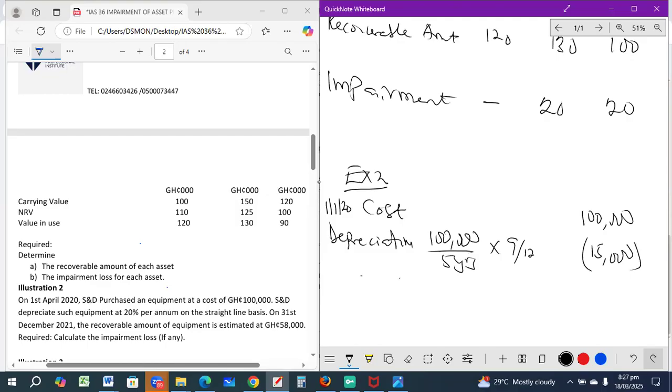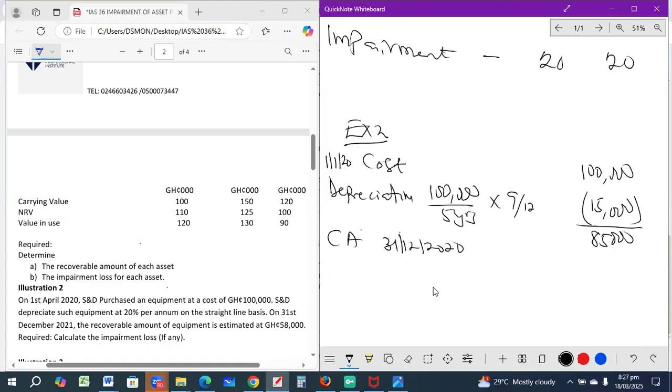So what will be the carrying amount as at 31st December 2020? That is 85,000.